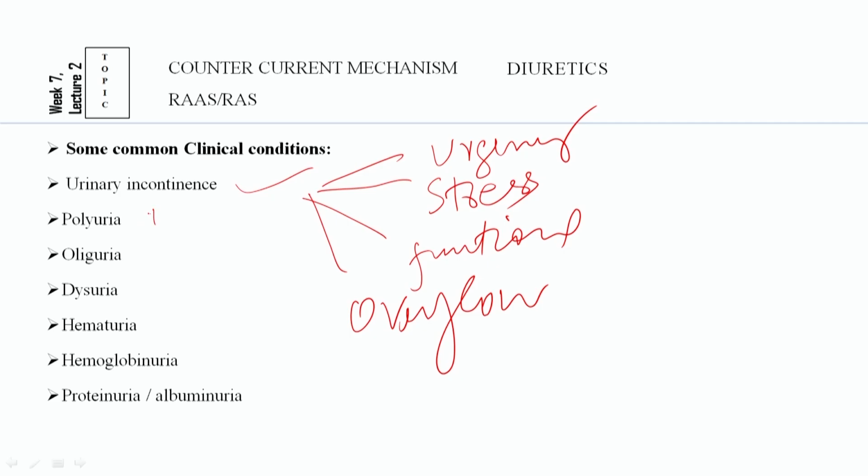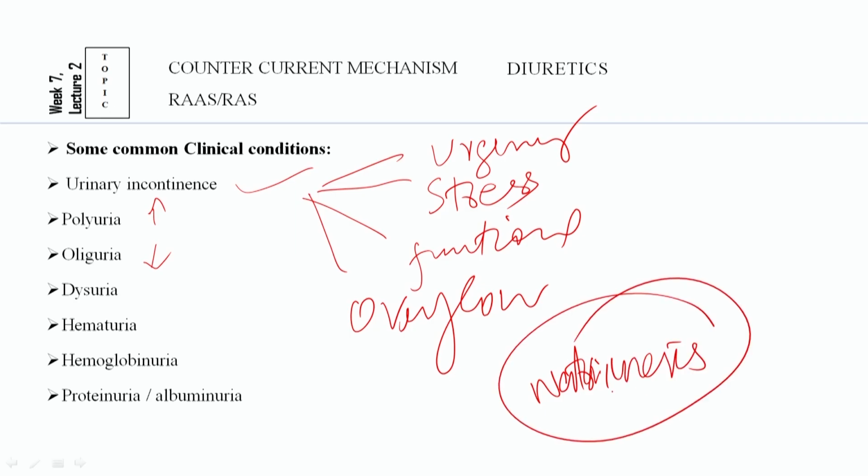Then polyuria is increased urine output, whereas oliguria is decreased urine output. Dysuria is pain during micturition, or the urination process. Hematuria is the presence of blood in the urine. Then hemoglobinuria is the presence of hemoglobin in the urine. Then proteinuria, or albuminuria, is the presence of protein in the urine. There is one more important terminology, natriuresis. Uresis I already told you means increased release, right? So natri means sodium, so it is increased release of sodium.